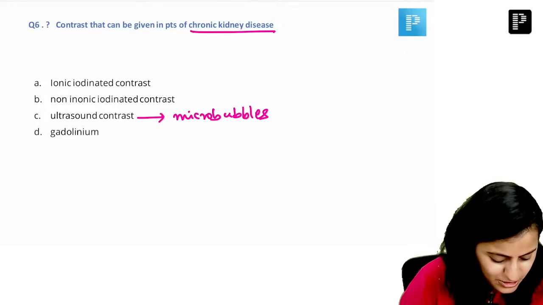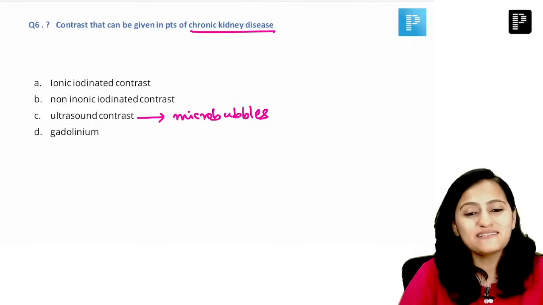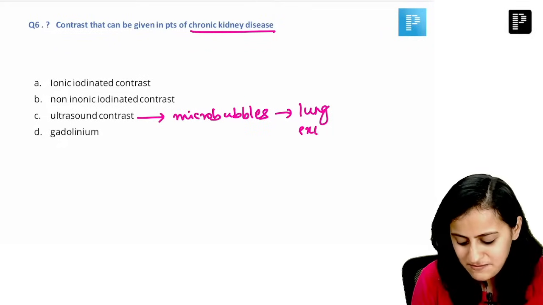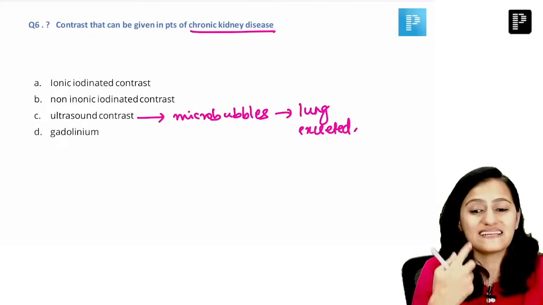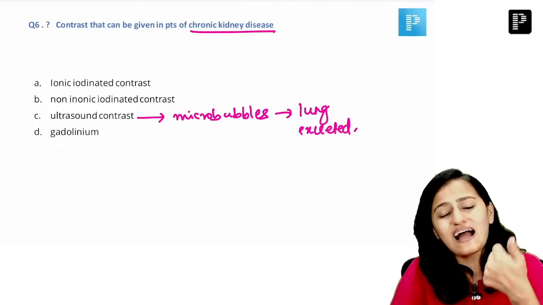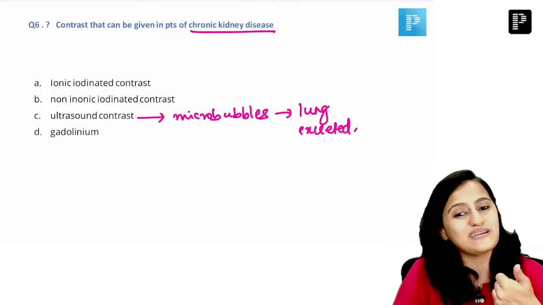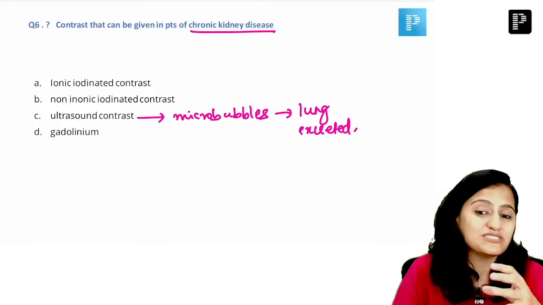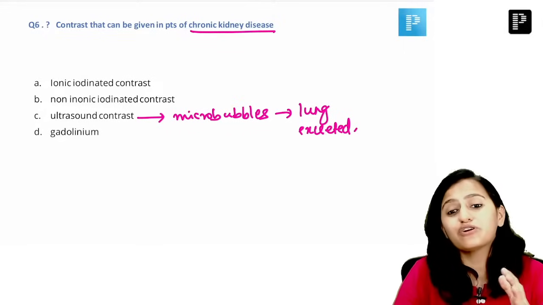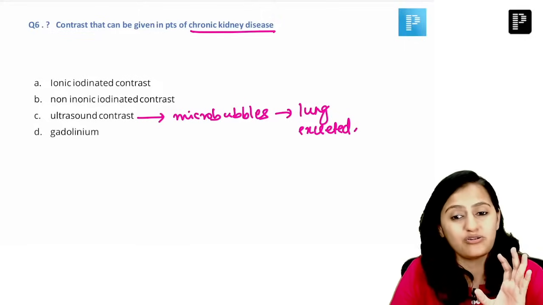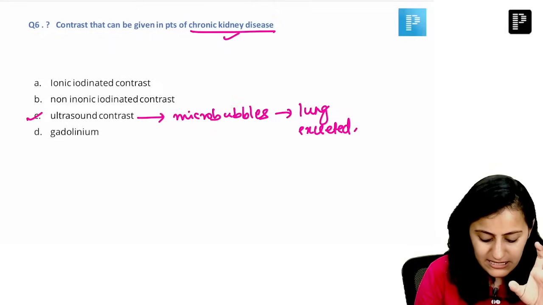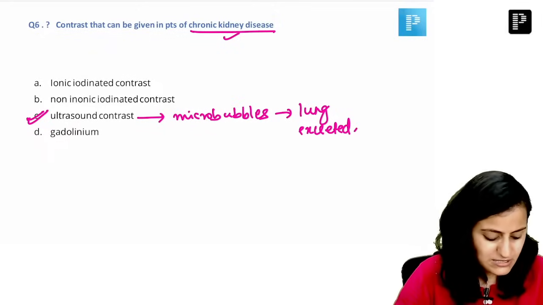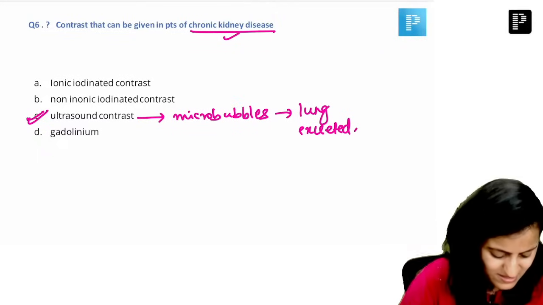So remember that microbubbles are of sulfur hexafluoride gas, and these microbubbles are excreted by the lung. They have lung excretion. While the iodinated contrast, be it ionic, non-ionic, is renal excretion, gadolinium is renal excretion. That is why we have to check the GFR, that is serum creatinine, before giving a gadolinium or iodinated contrast. So remember, in patients of chronic kidney disease, we can give ultrasound contrast, that is microbubbles, because it is not excreted by the kidney.